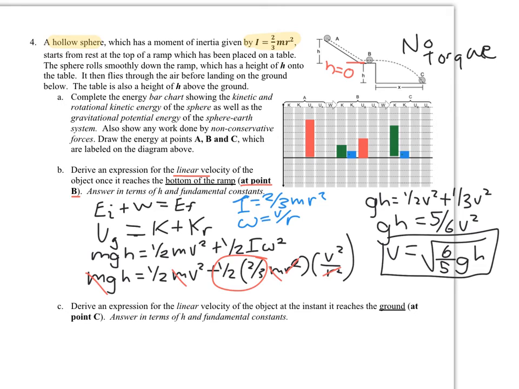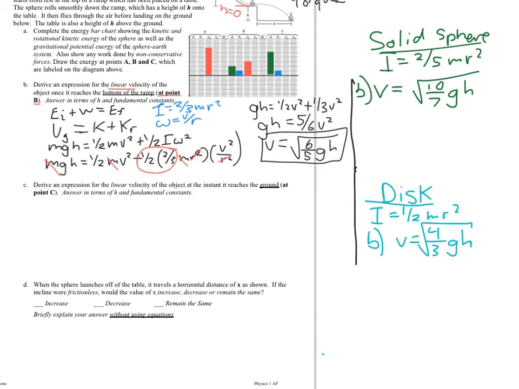Let's talk about what the answers would be if you had either the solid sphere or the disk. Alright, so if you had the solid sphere instead, you would have got an answer here of the square root of 10/7 gh. If you had the disk, it would be the square root of 4/3 gh. Let's go on to question C here.